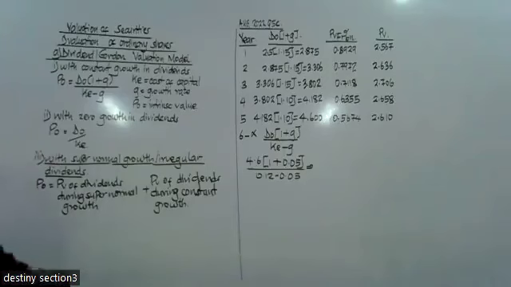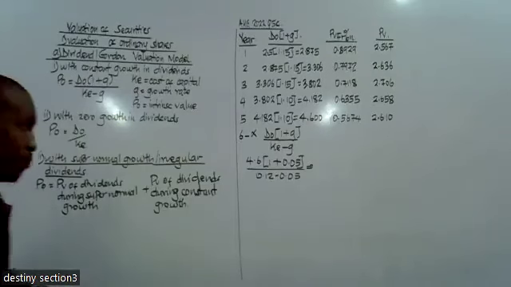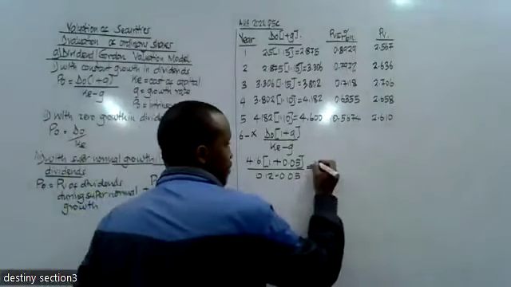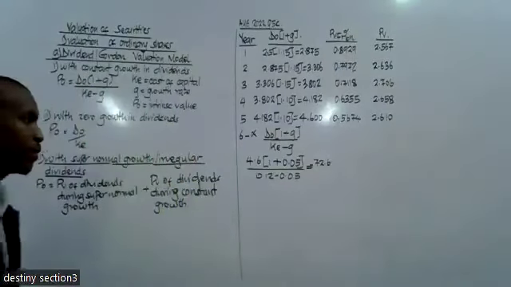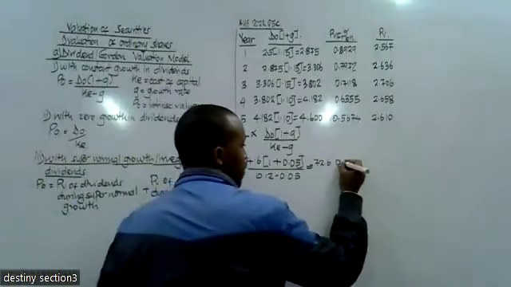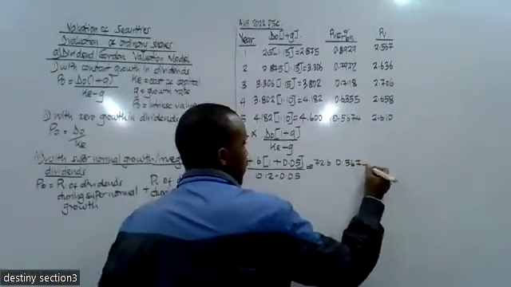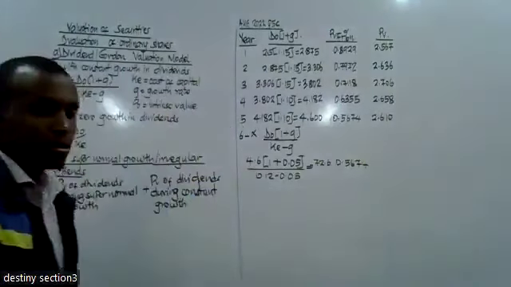How much is it with constant growth? 72.6. Confirming that, it is 72.6. Then you use the discounting factor of year five, 0.56. So give me the value.